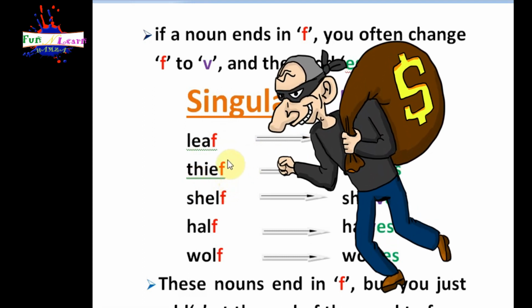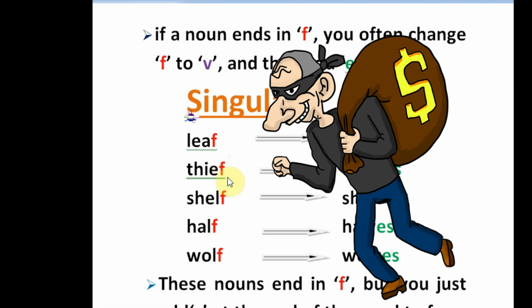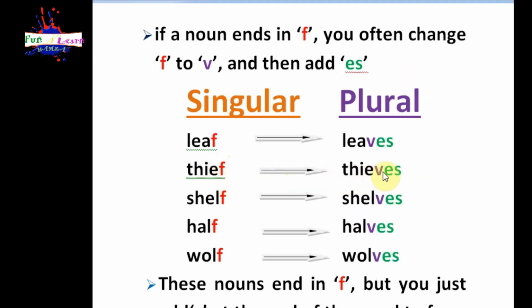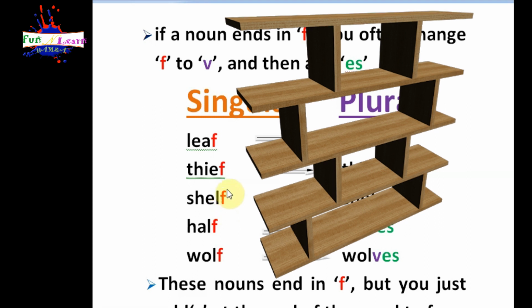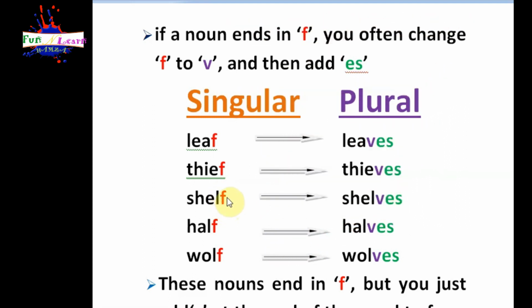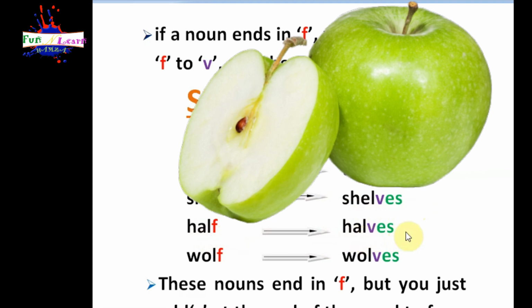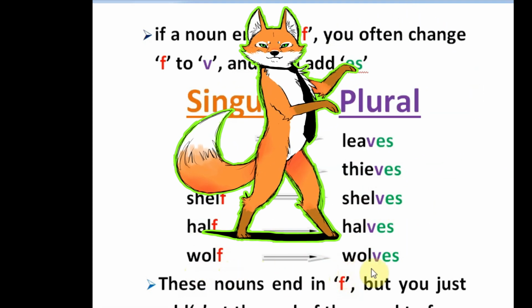Thief. Again, singular noun ending in an F. So to make it a plural, we will change the F. We will drop the F. We will replace it with a V and we will add ES at the end. Shelf. Again, a singular word ending in an F. What do we do to make it a plural? We drop the F, we change it with a V, replace it with a V and add ES. Same goes for, so this is shelves, okay? Half becomes halves. Wolf becomes wolves.